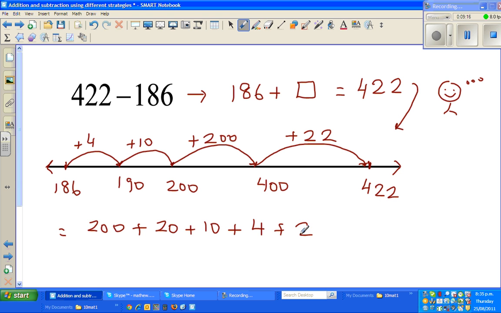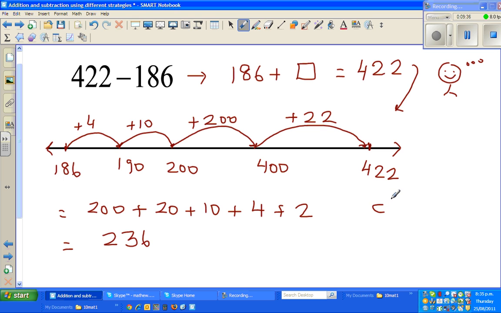What I have done is, this 22 I have written as 20 and a 2. This is 10 and this is 4. So 236 is the answer. You can check your answer by adding. Let us do the checking work. I'll do the checking with the algorithm. So this is 236 plus 186, which should give me 422.